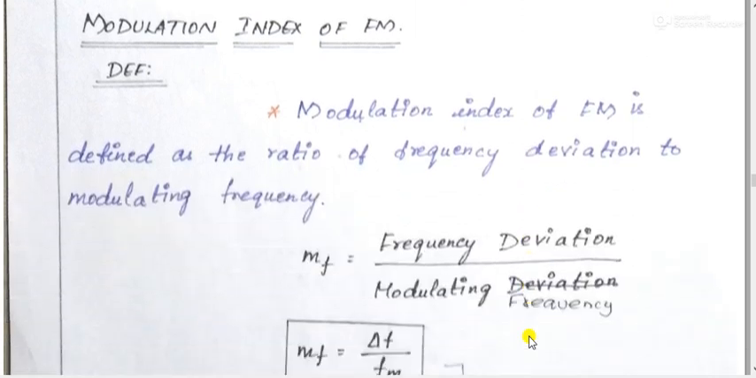Next, modulation index. Modulation index of FM is defined as the ratio of frequency deviation to modulating frequency. So the modulation index depends on the amount of frequency deviation and the modulating signal frequency. The ratio between these two is called the modulation index of FM.